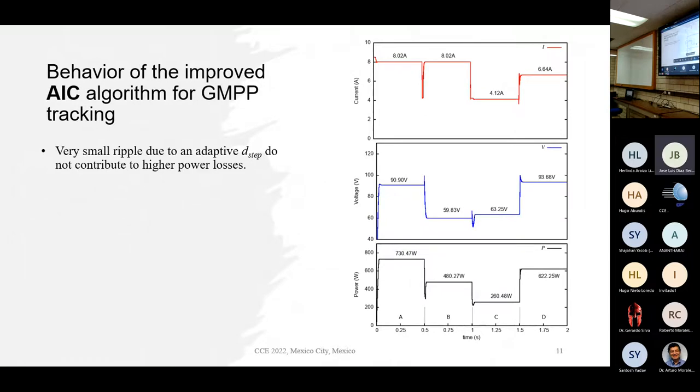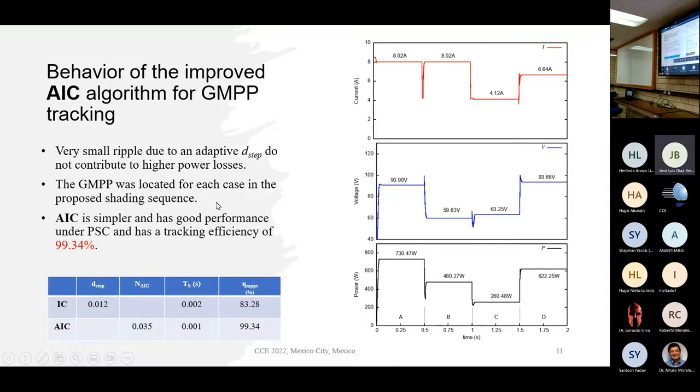We show the expected behavior in time of the adaptive incremental conductance algorithm. This is its behavior in time. There is very small ripple due to the adaptive correction term, which does not contribute to higher power losses. The global maximum power point was located for each case in the proposed training sequence. So the adaptive incremental conductance is simpler, has good performance, and has a tracking efficiency of 99.34%. In this table, we show the optimized parameters and the resultant dynamic tracking efficiencies for the simulated algorithms.